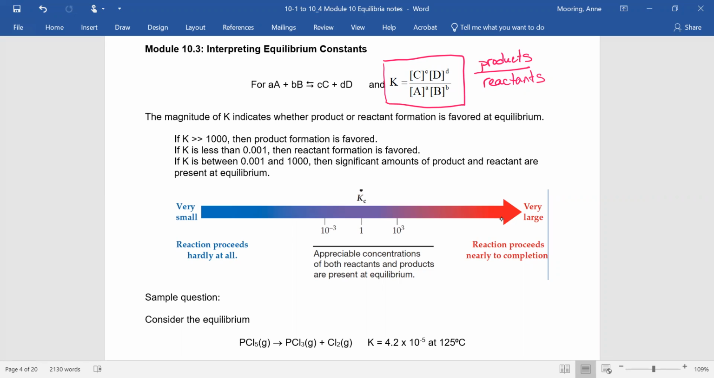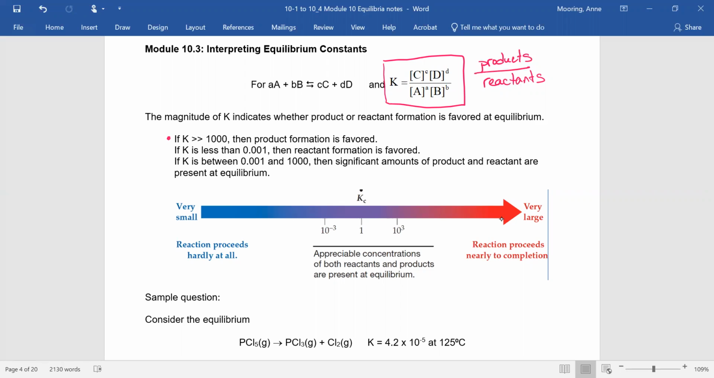So a rule of thumb, or three of them, are laid out for you here. If the value of K is much greater than 1,000, then product formation is favored. No matter what we put into the flask, we're going to favor going in the forward direction as written. If K is less than 0.001, then reactant formation is favored. The reaction is going to tend to go in the reverse direction to make more reactant.